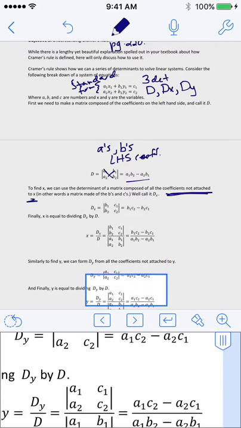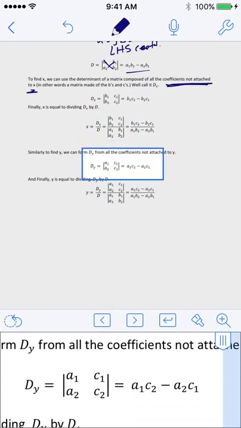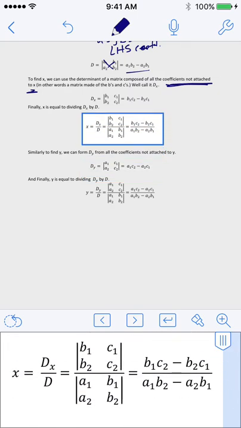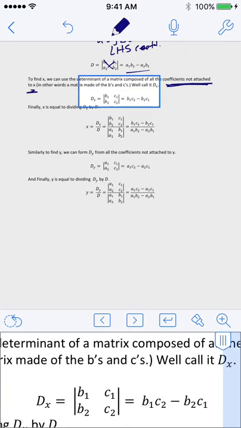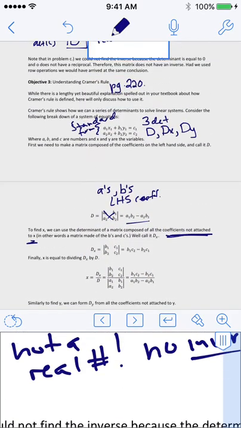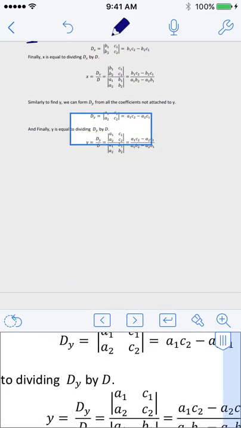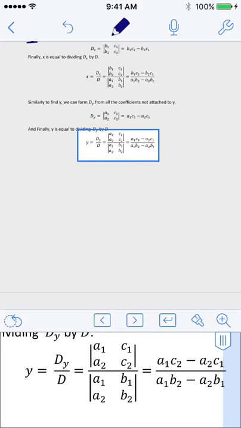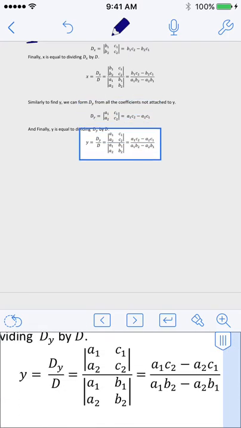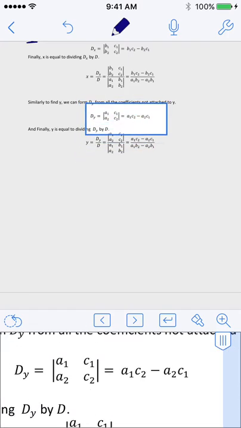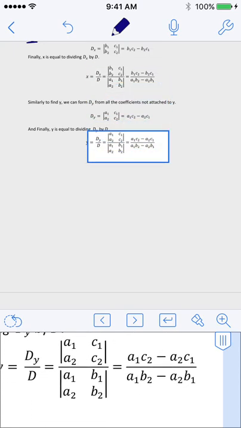Now, in order to solve using Cramer's rule, we have these 3 determinants, these 3 numbers. They're just numbers. We're going to divide. That's it. Once you have these 3 numbers, you divide. Divide Dx, the one you made with no x's, by D, the one that has everything. Same thing goes for y. If you want y, take Dy, the stuff that has no y's, and divide it by D, the stuff that has everything.